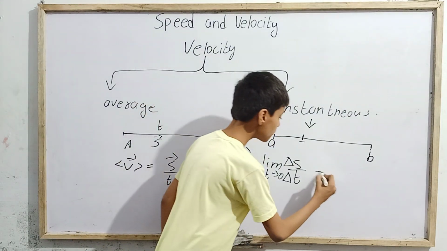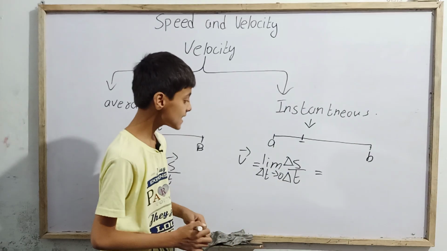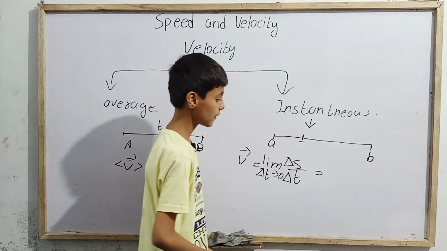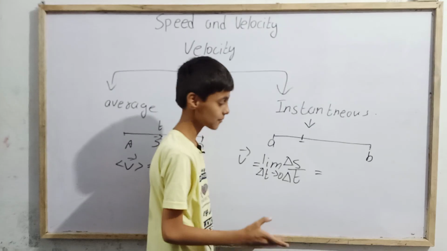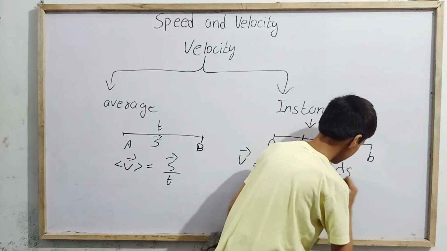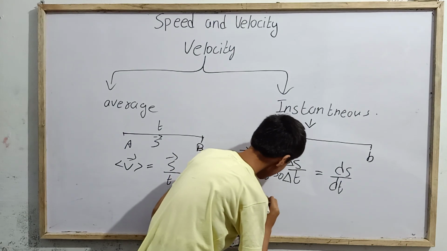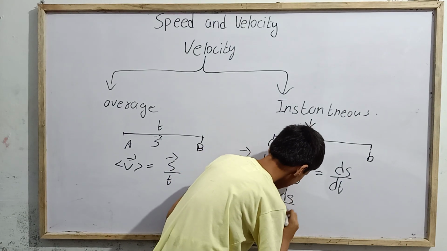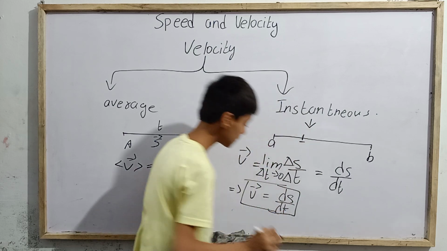When it becomes nearly 0, it becomes very small, and for very small we write dt. So this will also become very small, which we write as ds, which equals ds by dt. So the vector v equals ds by dt. This we got, of course. Now finally, this is our main equation.